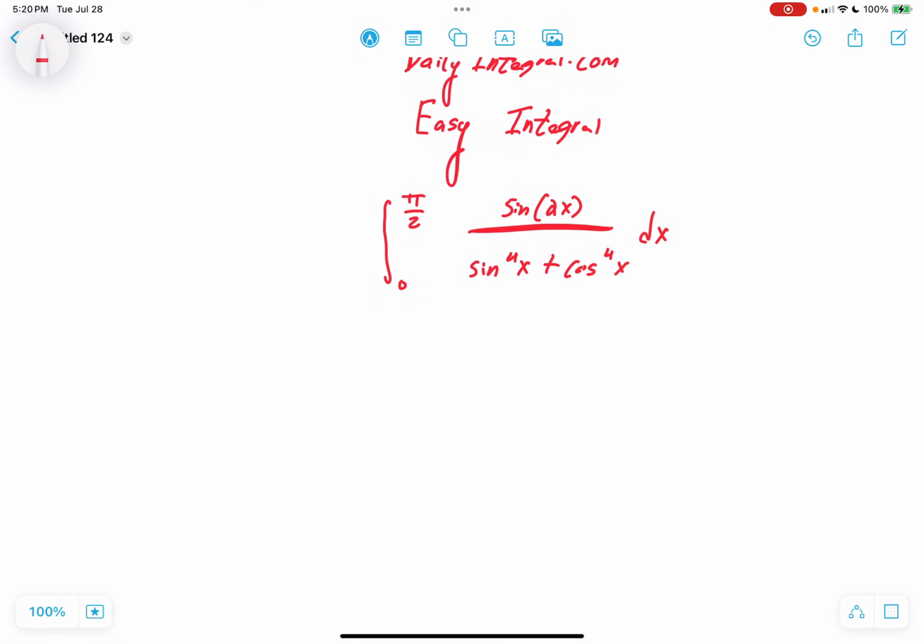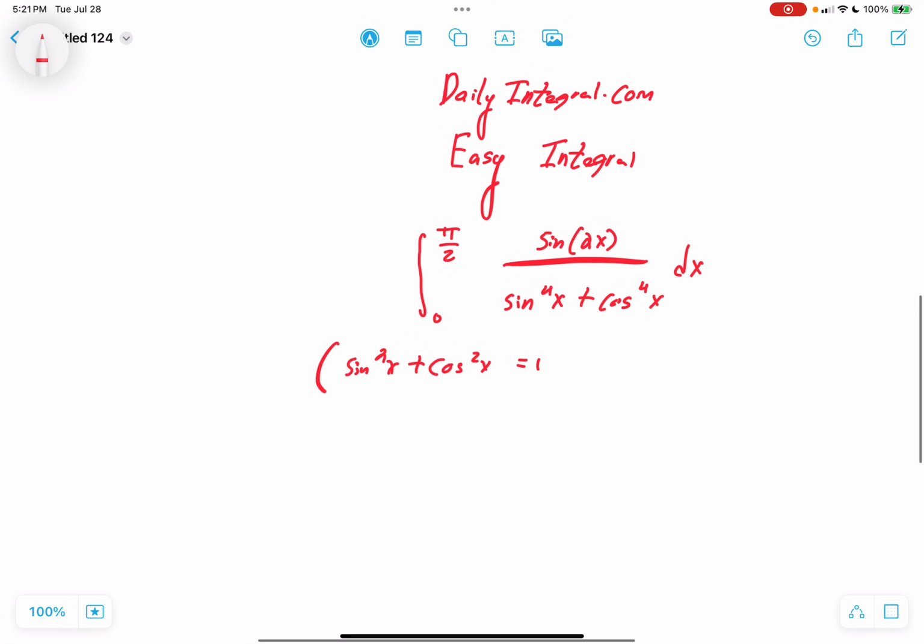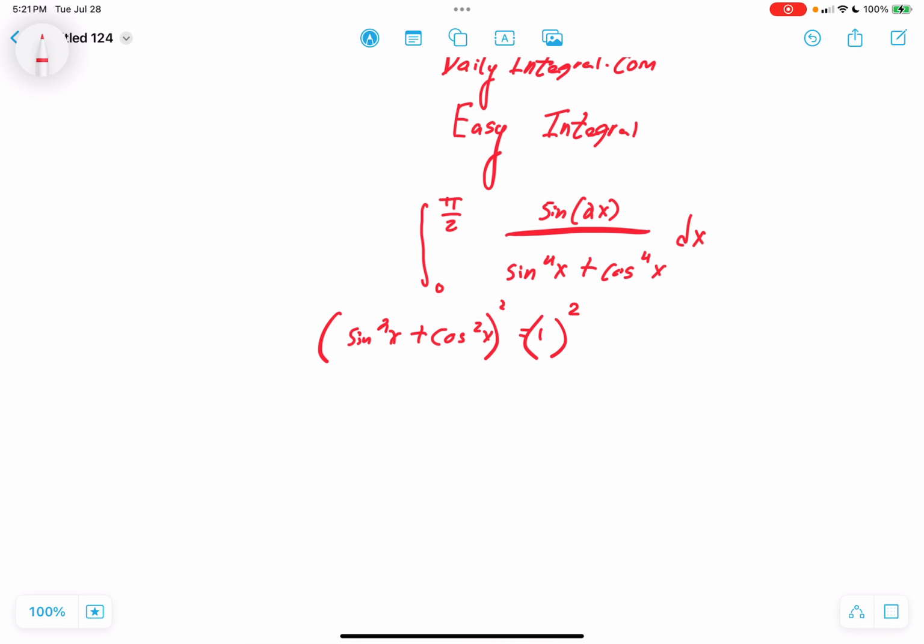So first thing I'm going to try and do is realize that sine squared x plus cosine squared x equals 1. And now I'm going to square both sides. And when I do this, I get sine to the 4th x plus sine squared x cosine squared x plus another sine squared x cosine squared x plus cosine raised to the 4th x equals 1.